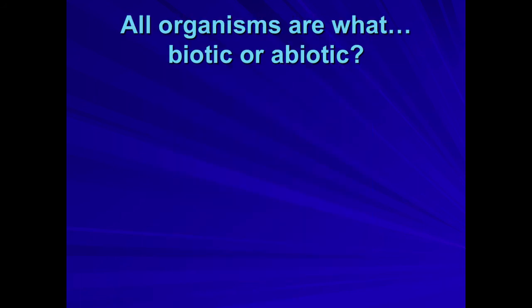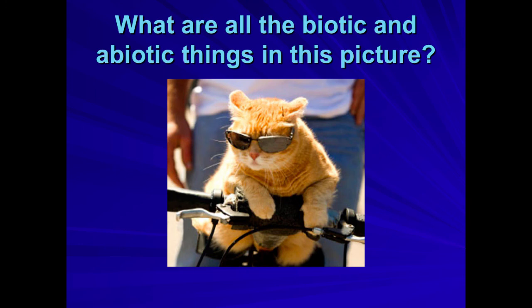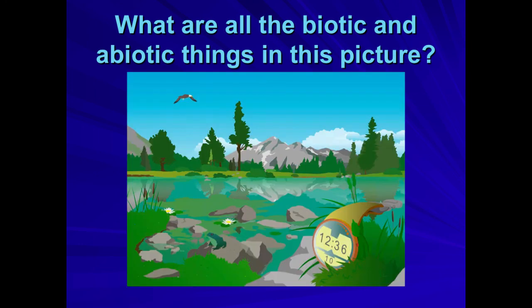So all organisms are what? Biotic or abiotic? The word organism, I want you to think about it. All organisms are biotic because all organisms are things that are living. The word organism just sums everything up. If you hear that somebody's talking about a particular organism, you know that it is living, so therefore it is biotic. So what are some biotic and abiotic things you see in this picture? List them off to yourself. And what are some biotic and abiotic things in this picture? Don't forget the frog. He kind of blends into the rock.